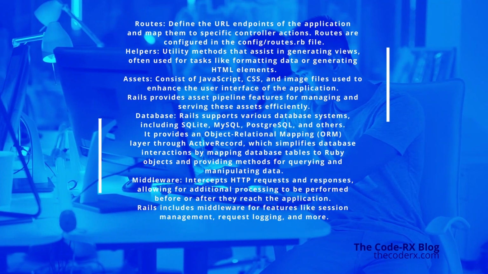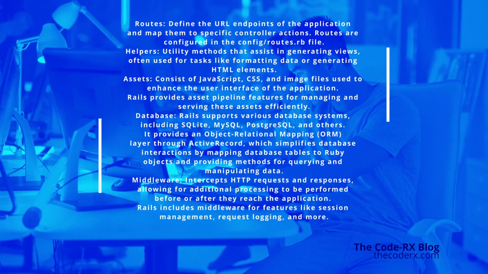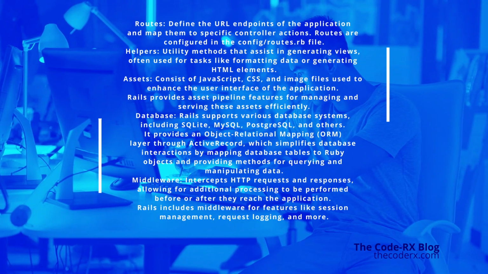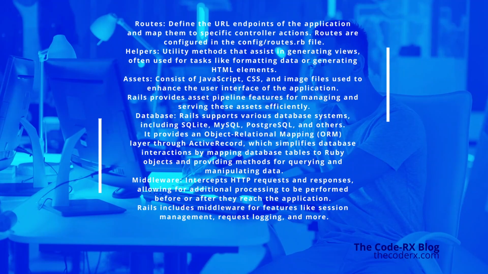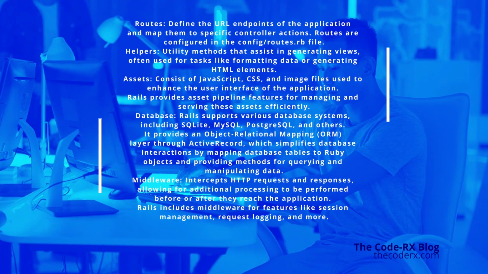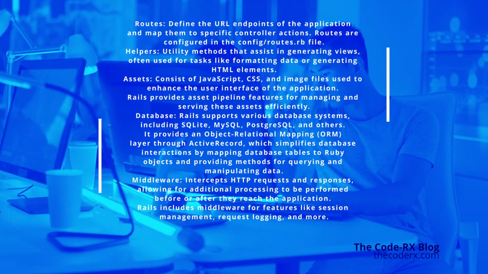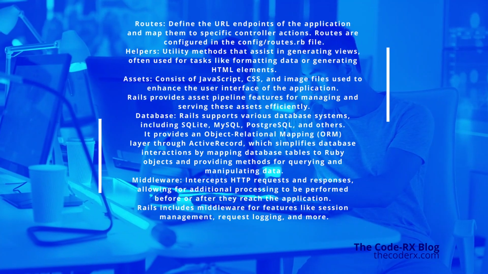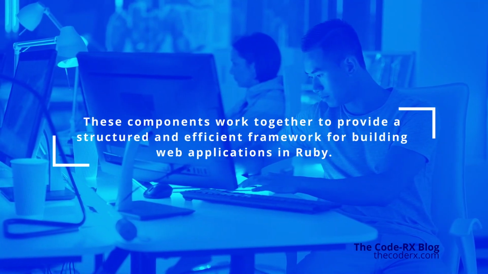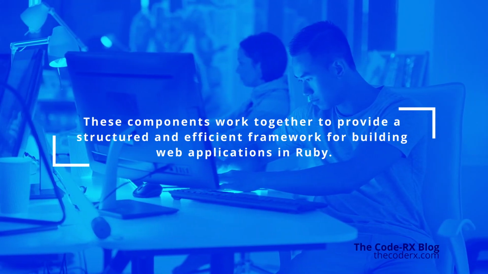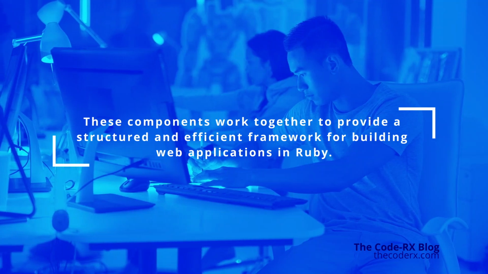Another component would be middleware. Middleware intercepts HTTP requests and responses, allowing for additional processing to be performed before or after they reach the application. Rails includes middleware for features like session management, request logging, and more. Now, all of these components work together to provide a structured and efficient framework for building web applications in Ruby.